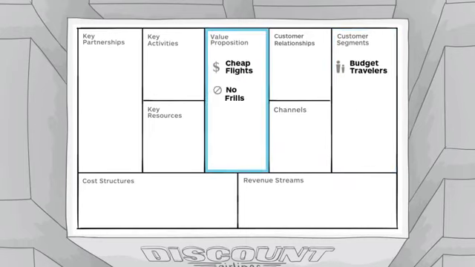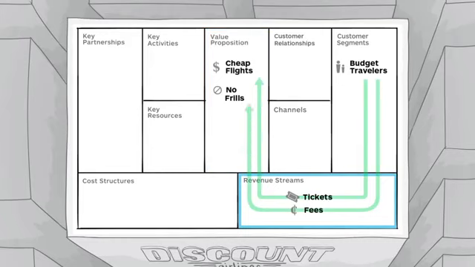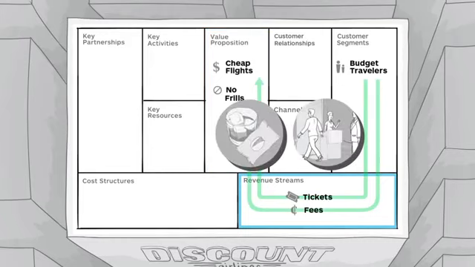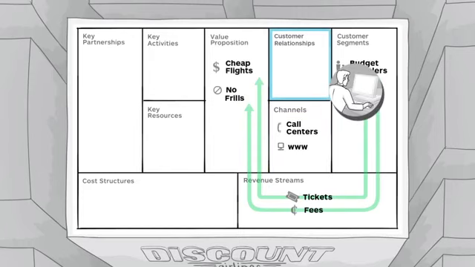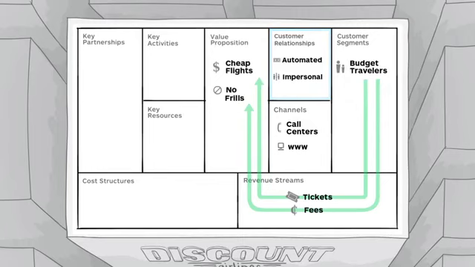And this leads to additional revenue streams, because customers pay for their ticket and additional fees on items like food and drink, priority boarding, and luggage. The airlines save even more money through their choice of channels, selling only through call centers and the internet, making for efficient, if not always convenient, customer relationships that are automated and often impersonal. Okay, that covers the right side of the canvas, the part everyone can see. The left side of the canvas is what's going on backstage.